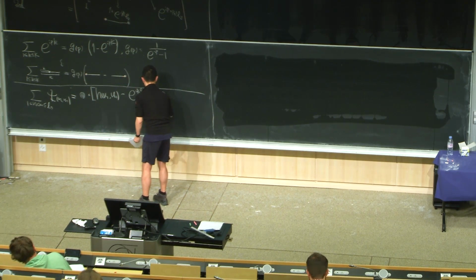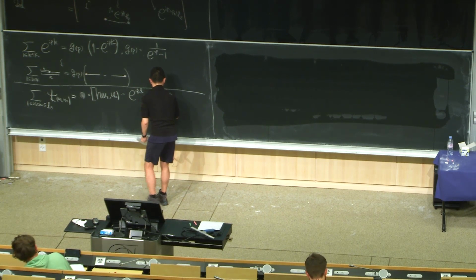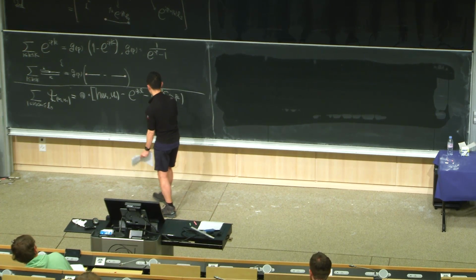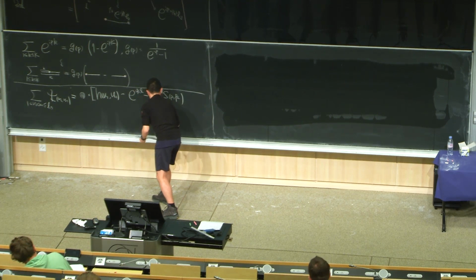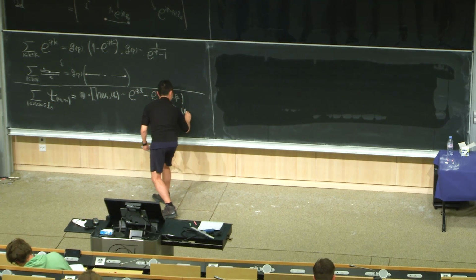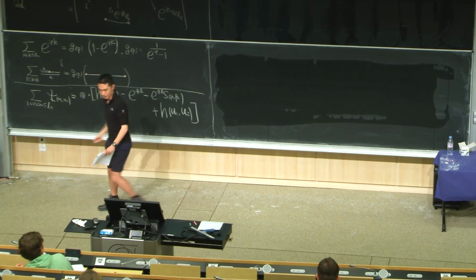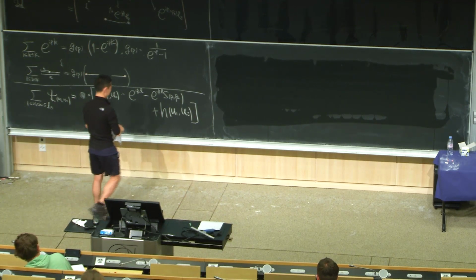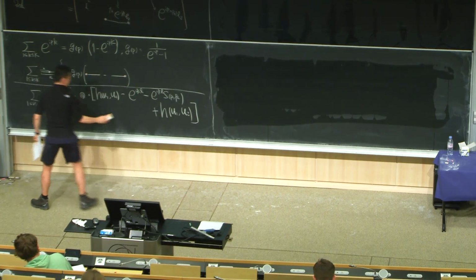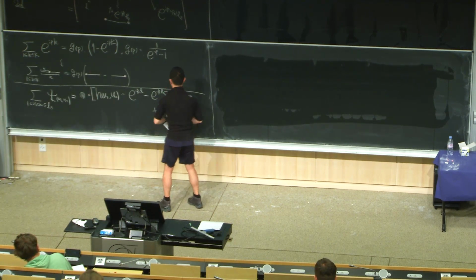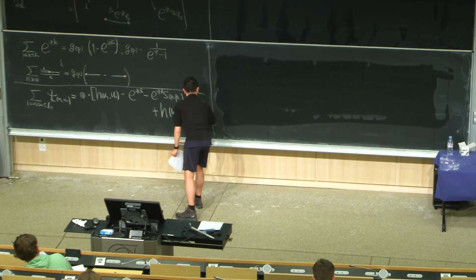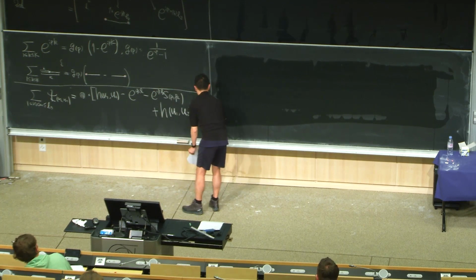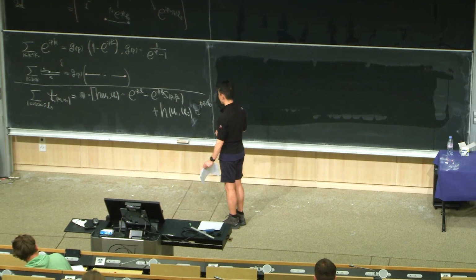Minus e to the ip1 L times S(p1, p2), plus H(u1, u2). So this is the structure. And let me first point out that, sorry, I forgot something. So this last term should come with the exponential e to the i(p1 plus p2) L13. Okay, so this is actually L13.